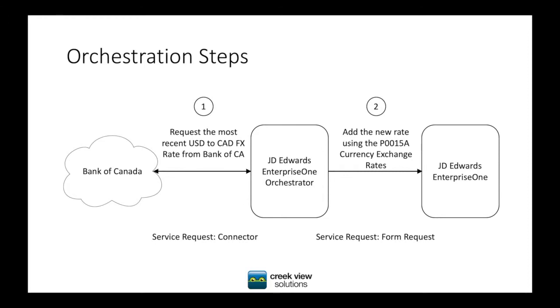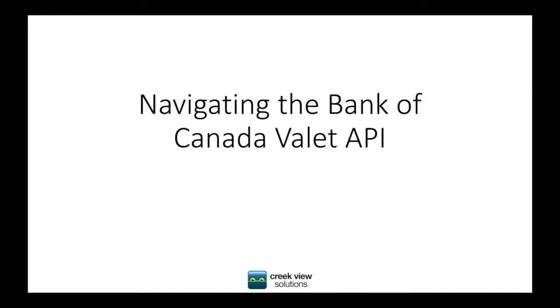For this example, my orchestration will have two steps. First, I'm going to use a connector to request the exchange rate from the Bank of Canada. Second, I'm going to use a form request to enter that new rate into JD Edwards.